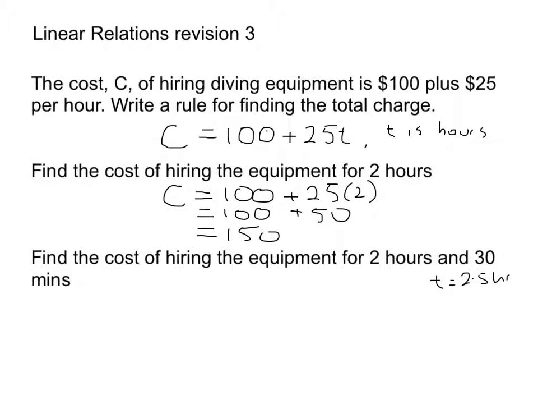So we do the same thing, substitute T is equal to 2.5 into the equation. 25 times by 2.5. So wherever we see T, we replace it with 2.5. So that will be equal to $162.50.